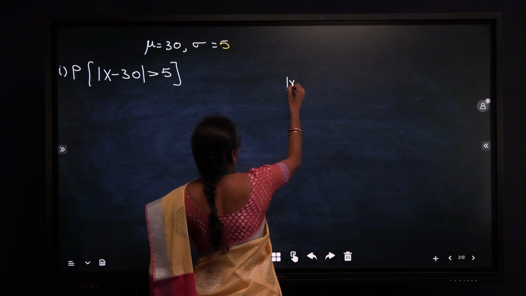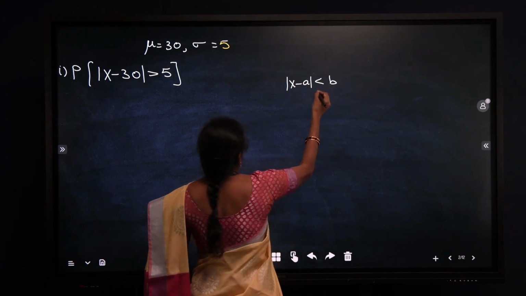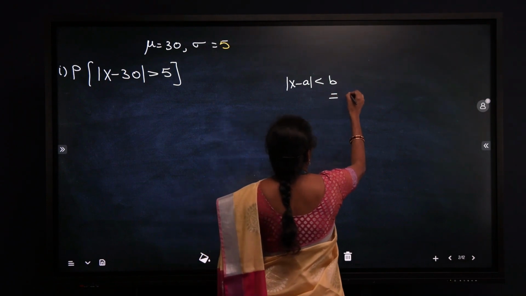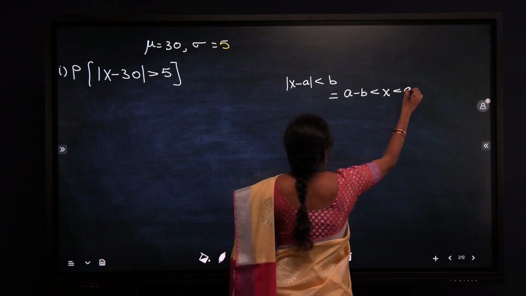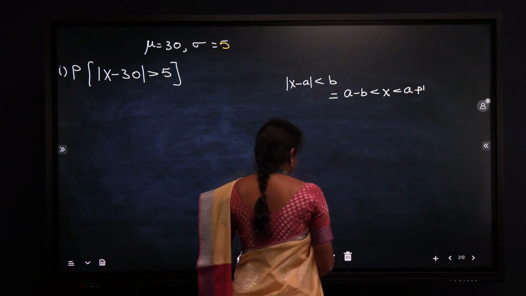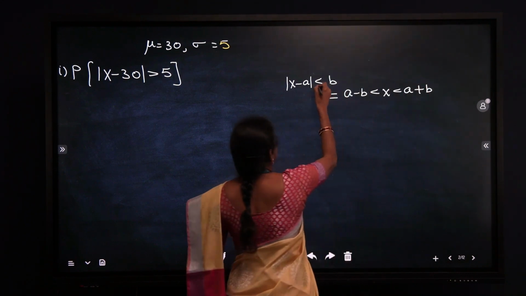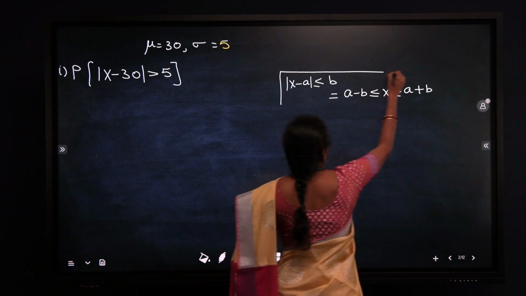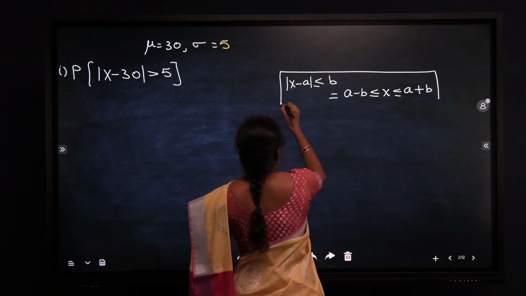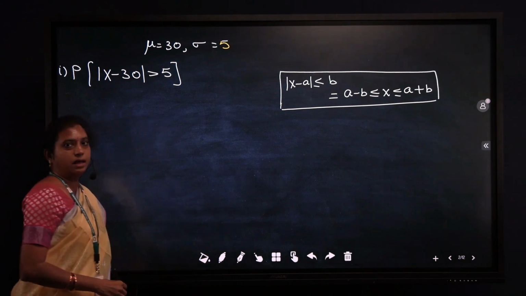when it is given mod of x minus a less than b, we can write this as: this implies a minus b is less than x is less than a plus b. If equality is included, then here also we can write equal to. So now using this identity, we will find out the probability of mod x minus 30 greater than 5.